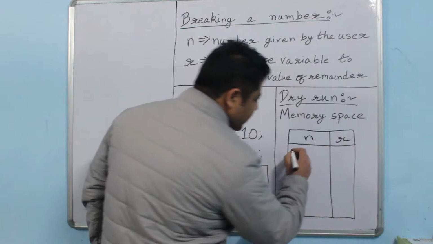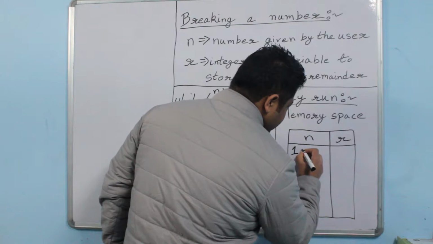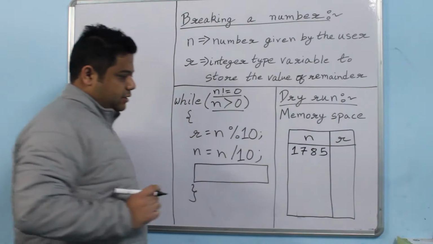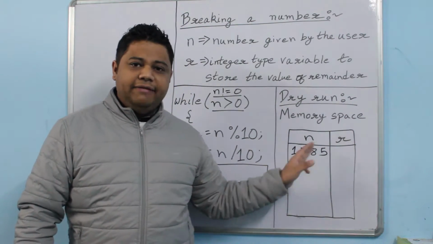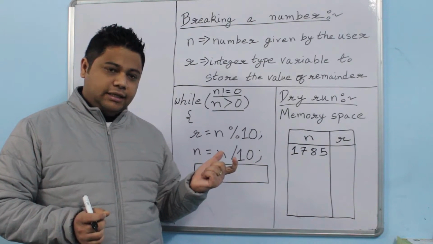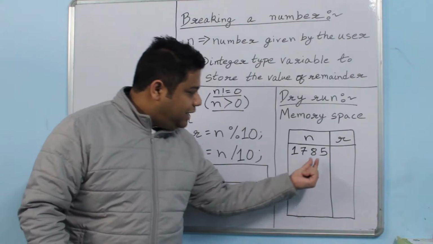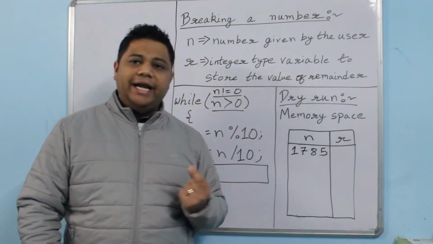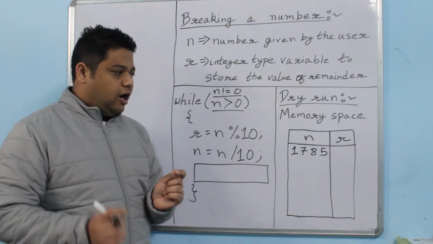Let's take a number like 1785. So 1785 is the number we have taken. Now what we will do is we'll break this into 4 parts. So we'll have 5 separate, 8 separate, 7 separate and 1 separate. Let's see how we can do that.